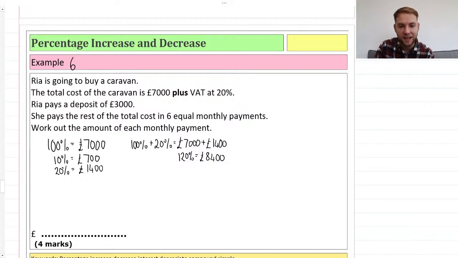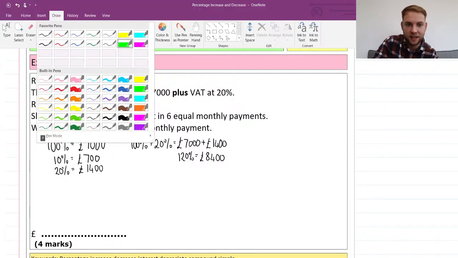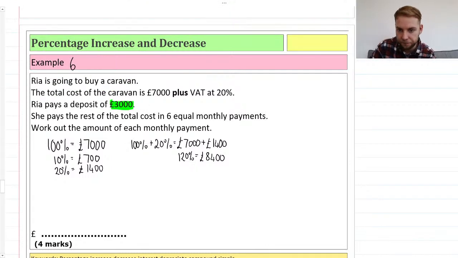Then we've got to work out the last little part. Now it says here that she pays a deposit of £3,000. So the first thing I've got to do here is take away that £3,000. So I'll do that over here. It's going to be 8,400 take away the 3,000, which is equal to 5,400, like so. So she's got 5,400 left to pay.